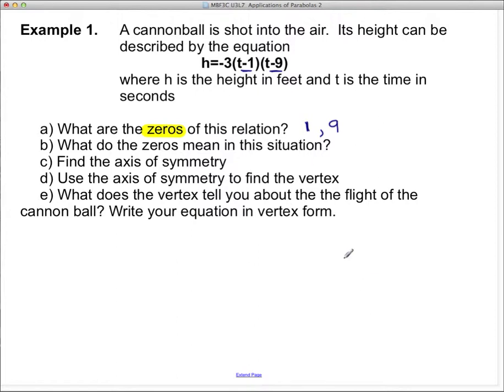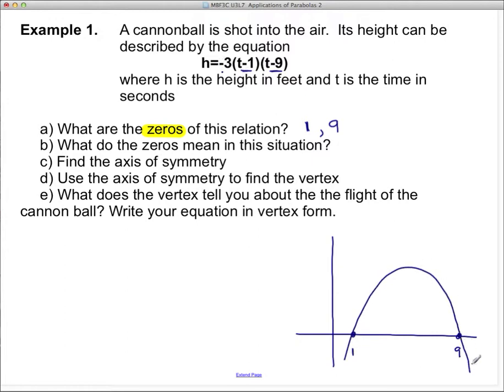So if I start doing my rough sketch here, what I find is that this cannonball was on the ground at time 1 and at time 9. And otherwise it was upside down, and we can see that from the equation too, because that says it's upside down. And it's stretched by 3, but since I'm not putting any numbers on here, we don't really have to show that. Okay. What do the zeros mean in this situation? This is where the cannonball is on the ground.